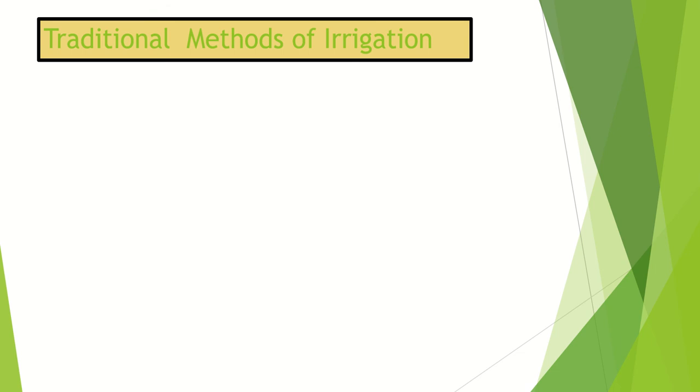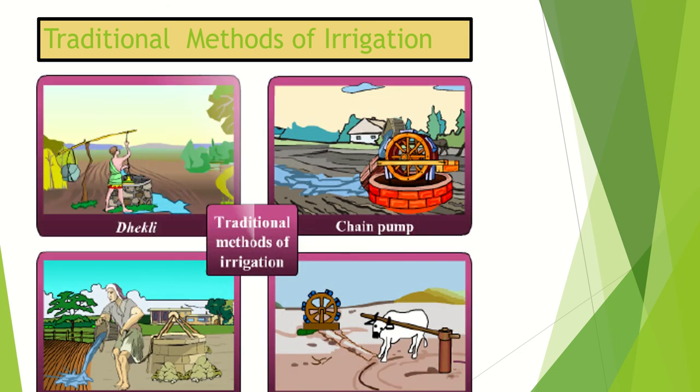Look at these pictures. Have you ever seen all these pictures? Yes, these are the traditional methods of irrigation: Dekli, chain pump, moat, rahat, moat system. By looking at these pictures, we can understand that water is taken out of the well manually with the help of a pulley and it is used to irrigate the field.